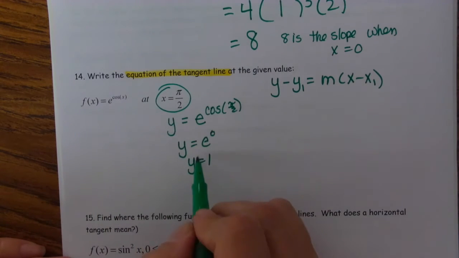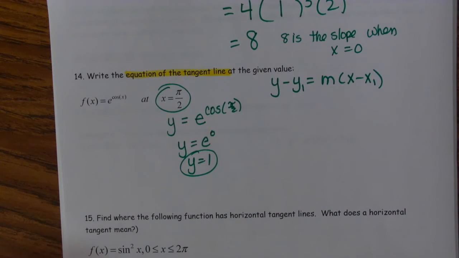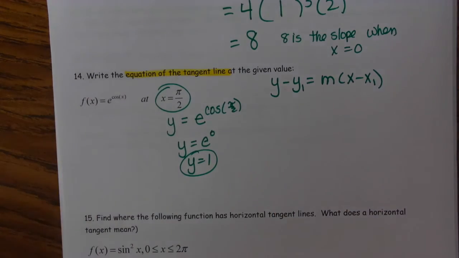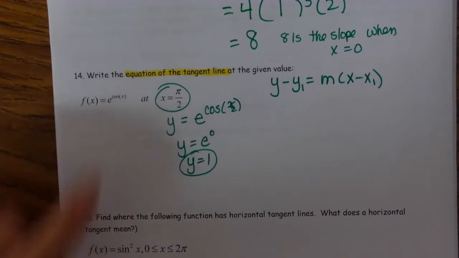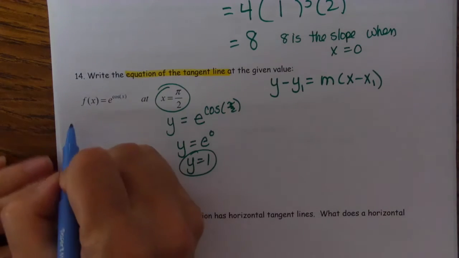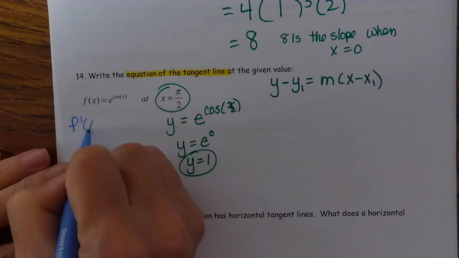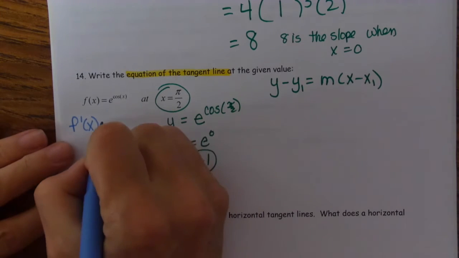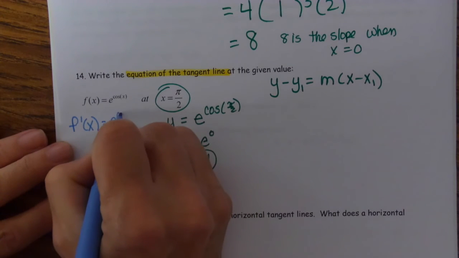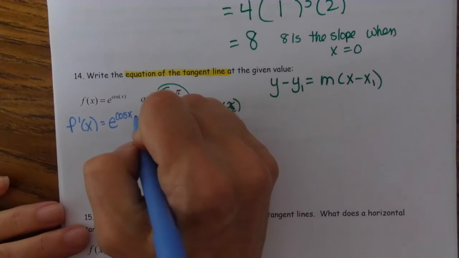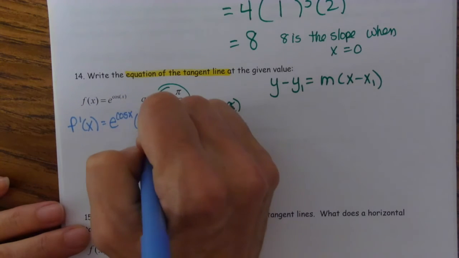So we know x and we know y. What else do we need to write an equation? The slope, which is the derivative. So we've got to take the derivative. So do that in a different color. What is the derivative? I write exactly what's typed on the paper, and then I multiply by the derivative of that exponent. What is that? Negative sine.